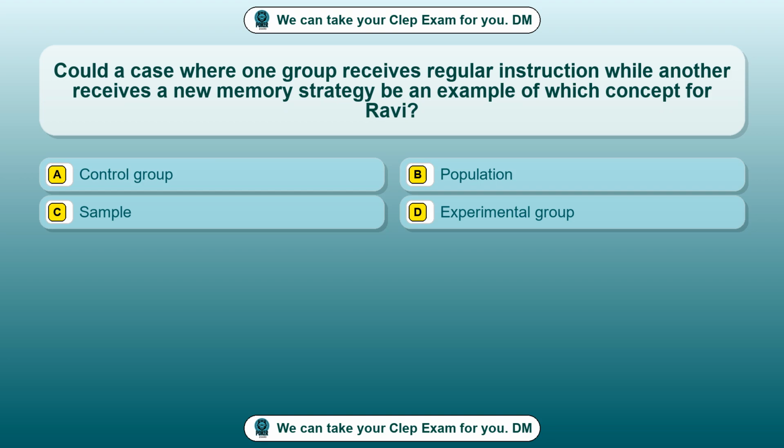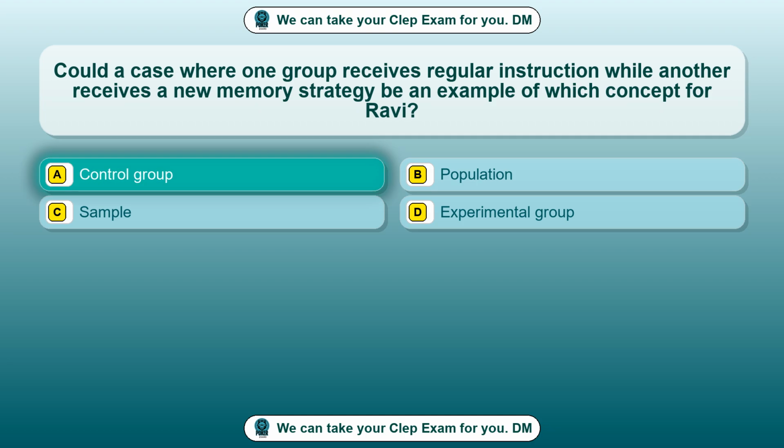Question 92. Could a case where one group receives regular instruction while another receives a new memory strategy be an example of which concept for Ravi? Option A, control group. Option B, population. Option C, sample. Option D, experimental group. The correct answer is option A, control group.